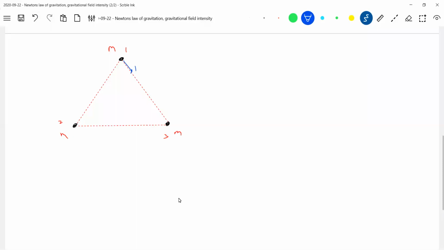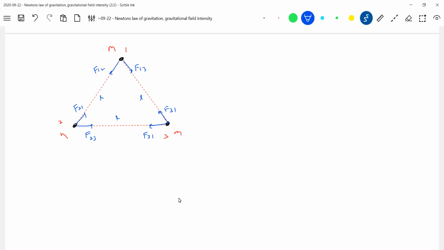No, this will be 1, 2. Similarly, sorry, this is 1, 3. Similarly, F31 will be like this, F12 will be like this, and F21. This is the force experienced by 2 due to 3. Force experienced by 3 due to 1. And they are placed at the corners of an equilateral triangle.